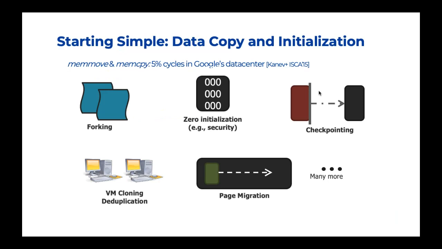Google claims that 5% of the cycles in its data centers, 5% of its commands, are just memcopy and memmove. It's just about copying and moving data. So it's a lot of data, a lot of times, a lot of energy. So we talk about how we can simply improve that.